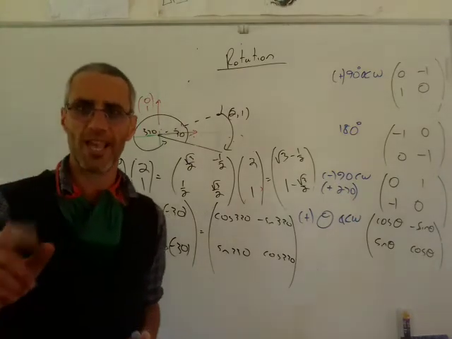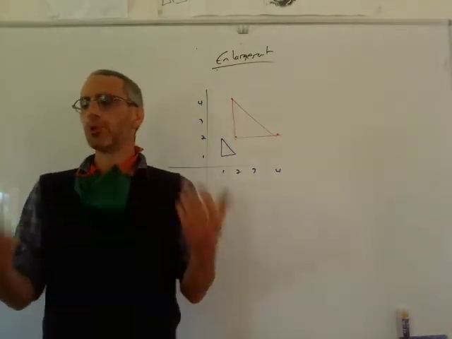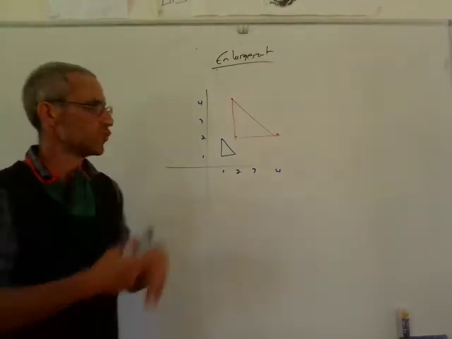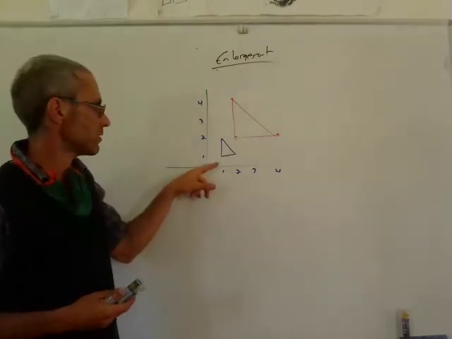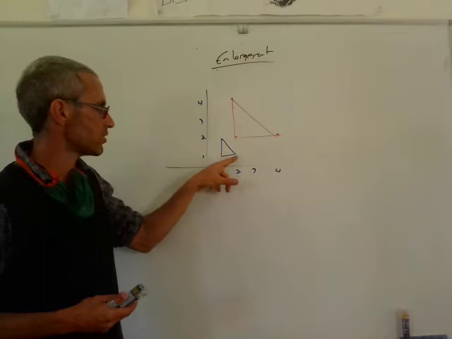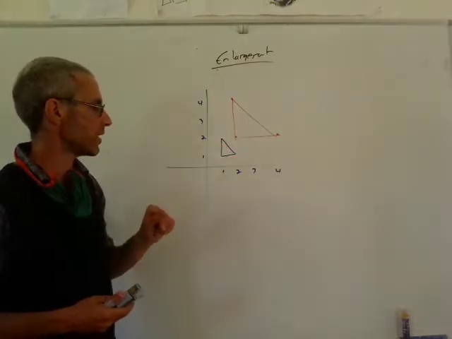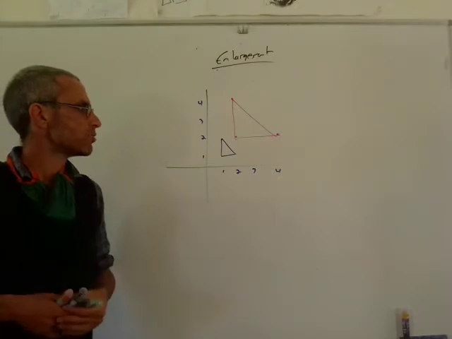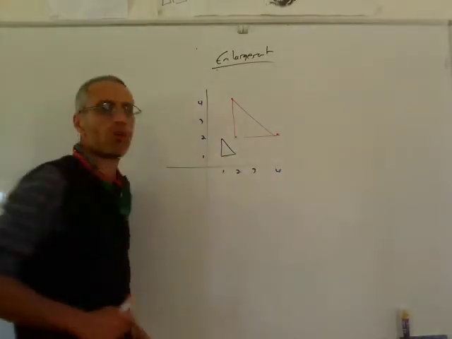We'll pause again and move on. We finished with rotation, now we're moving to enlargement. Enlargement, just like it sounds, is zooming in, making it bigger. I can take this triangle, which has three points, 1, 1, 2, 1, and 1, 2, and enlarge it to this bigger triangle.